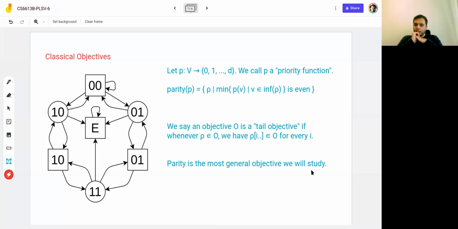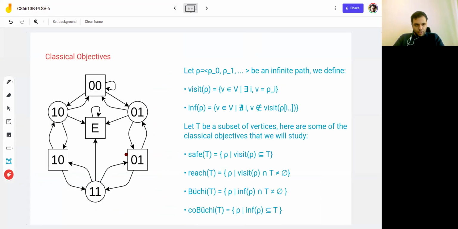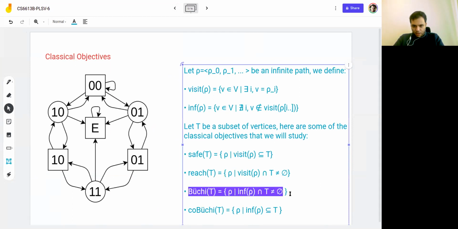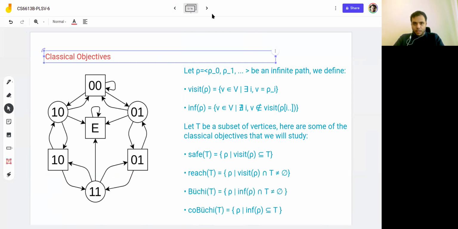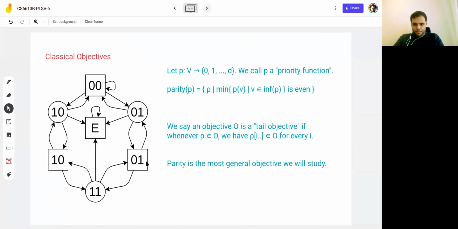Okay, in the chat, we actually have a response for this. Yuan is saying that we can just say that the priority of a vertex V is 0 if V is in T, and otherwise the priority of V is 1. Yes, so let's just copy this Buki objective's definition. And okay, so this was the definition of Buki.